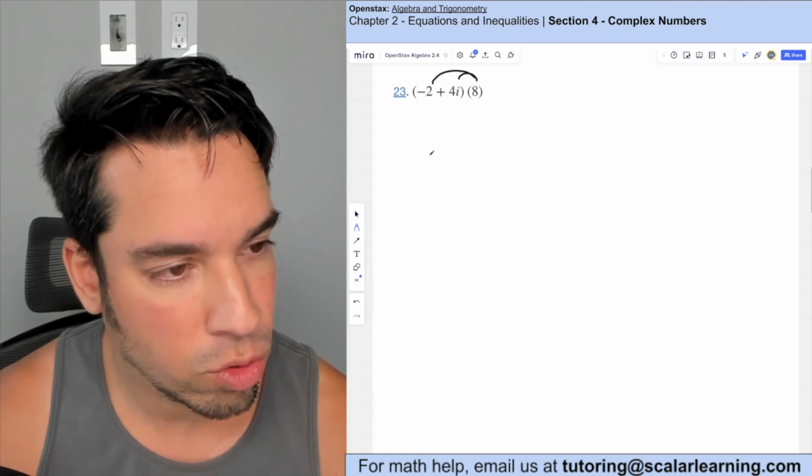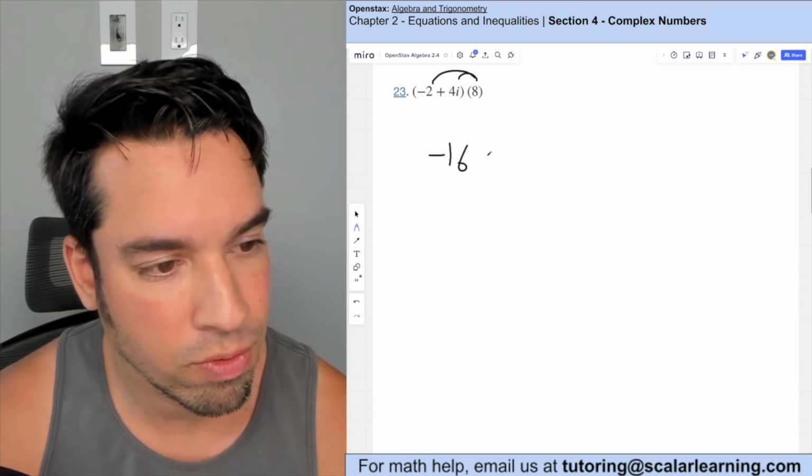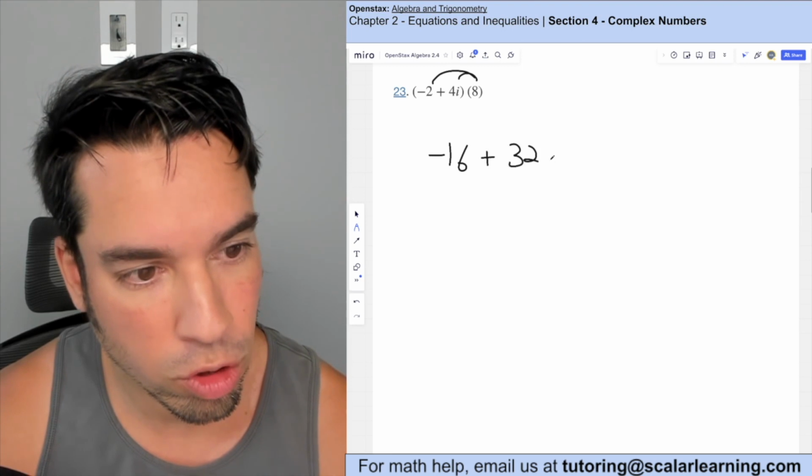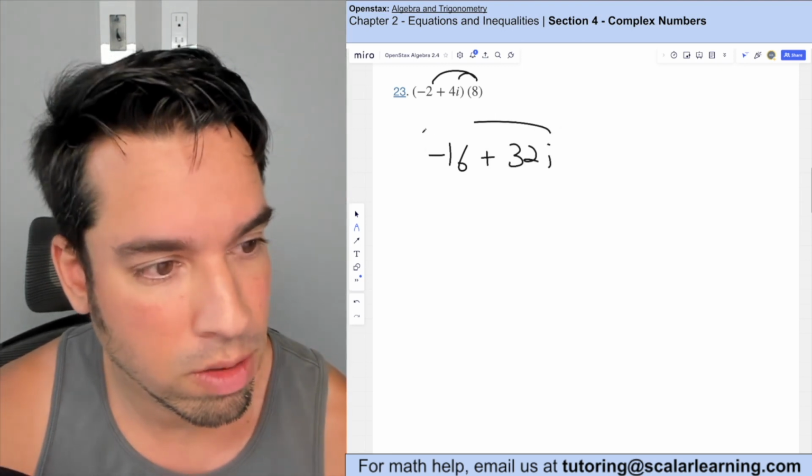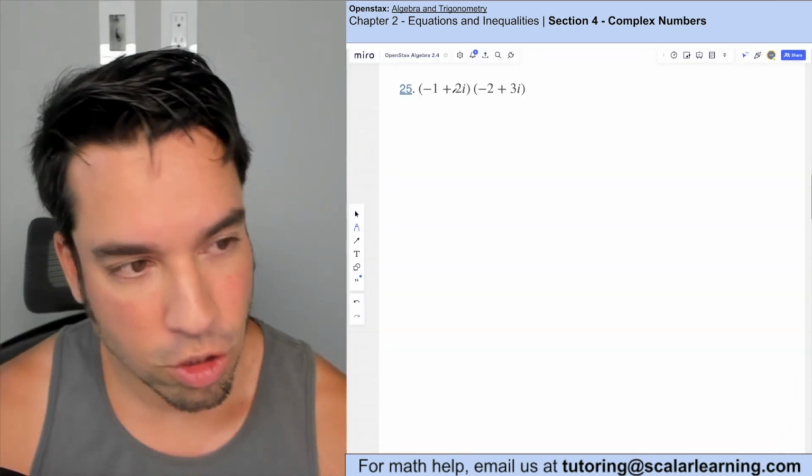Again, we're going to distribute the 8 like so. 8 times -2 is -16. 8 times 4 is 32. So you notice it's 32i. Just like if it was 4x, it'd be 32x. So this is the final answer. Done.